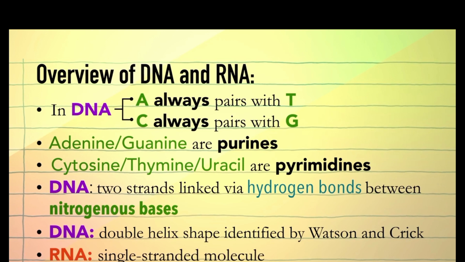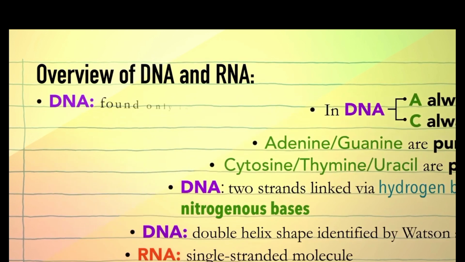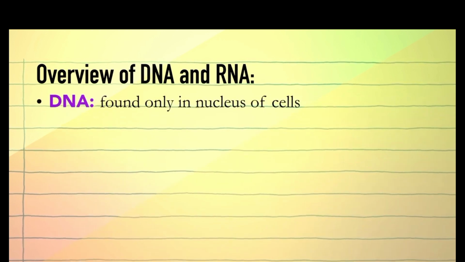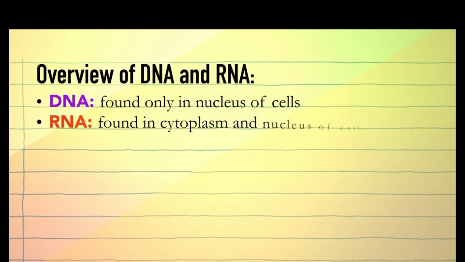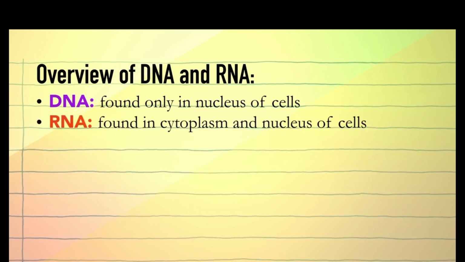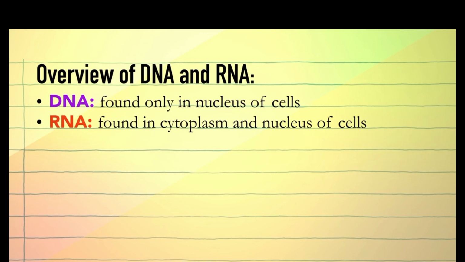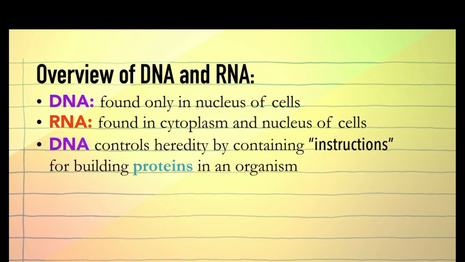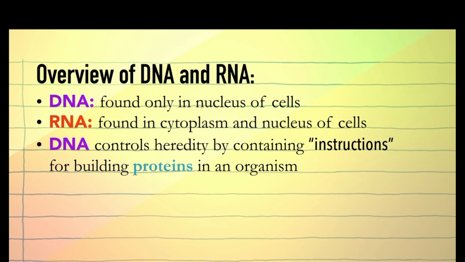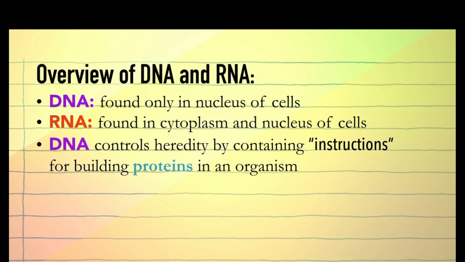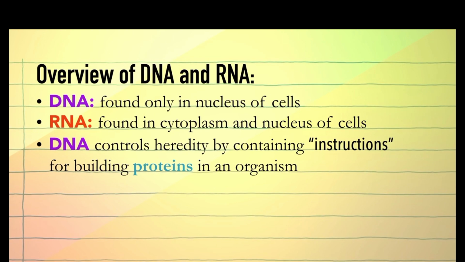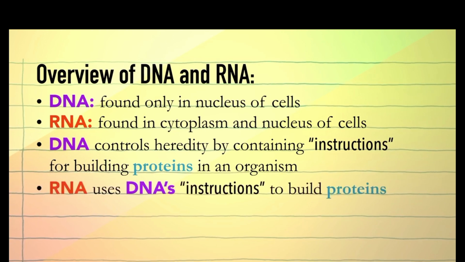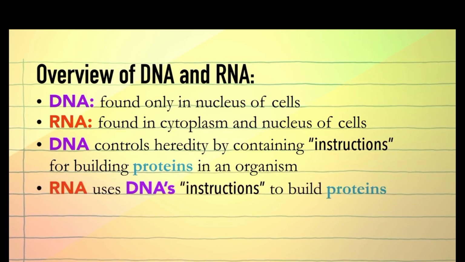RNA is a single-stranded molecule. In cells, DNA is found only in the nucleus, while RNA is found in the cytoplasm as well as the nucleus. DNA controls heredity by containing the instructions for building the proteins that make up an organism and allow it to function. RNA uses these instructions to build proteins.